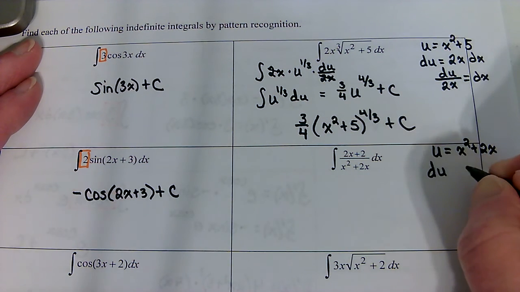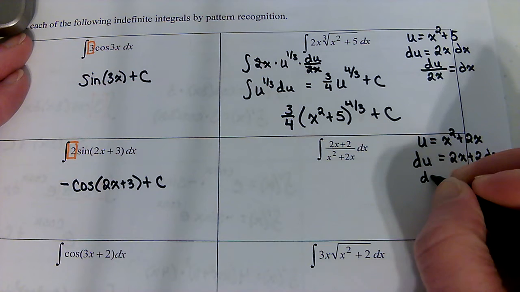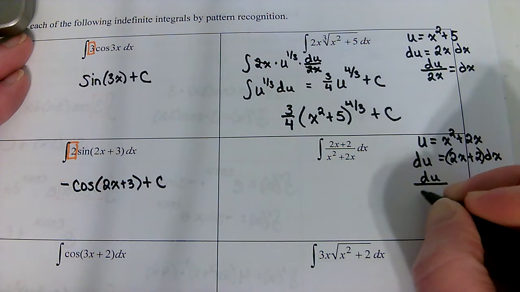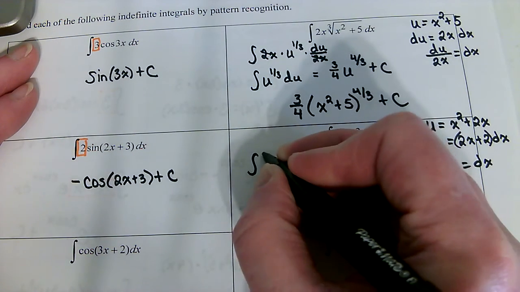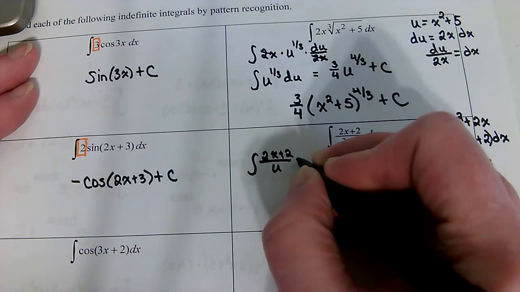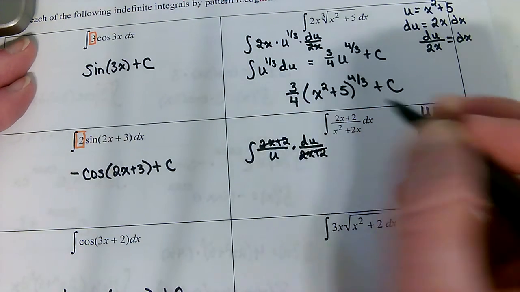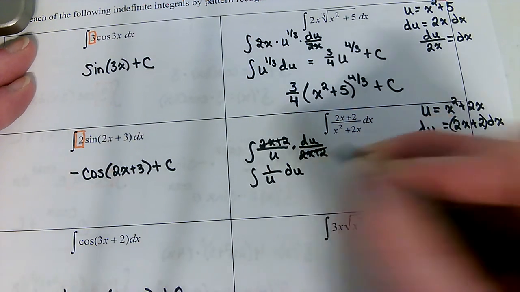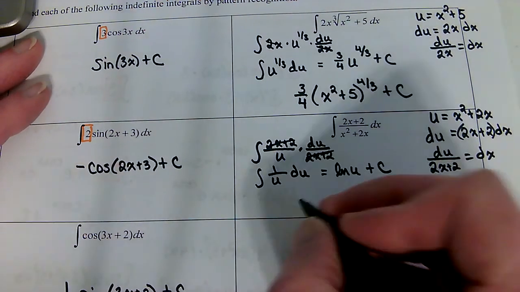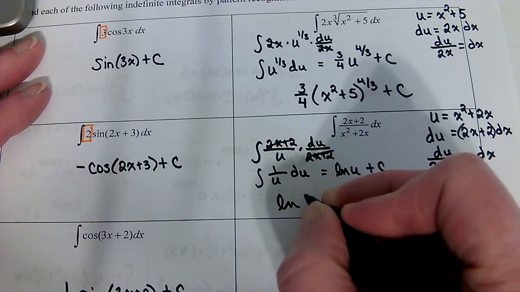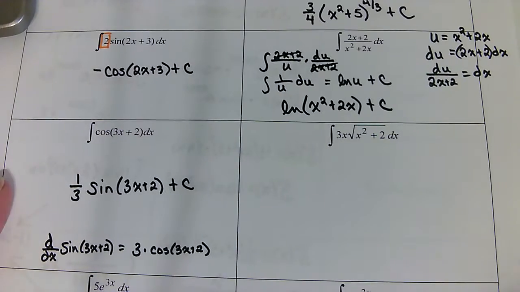We're going to take the derivative. So that would be du divided by, this is technically like that, 2x plus 2. I'll come back over here. Now I've got the integral of 2x plus 2 over u times du over 2x plus 2. These cancel. So now I have 1 over u du. That gives me the natural log of u plus c. So this would be the natural log of x squared plus 2x plus c.